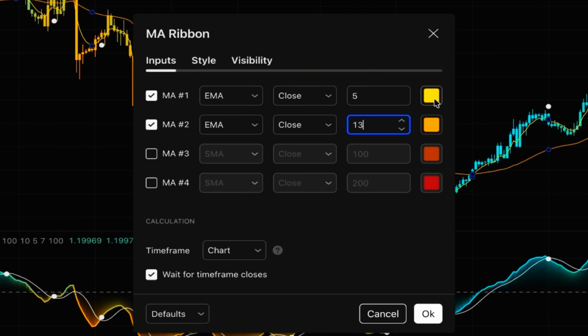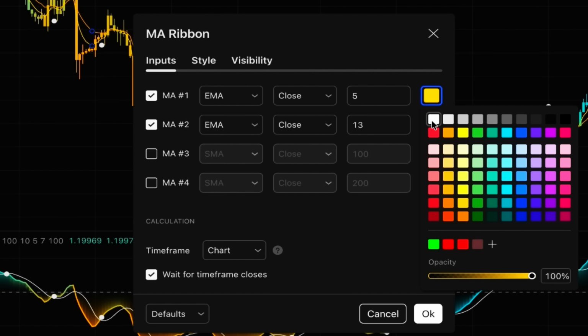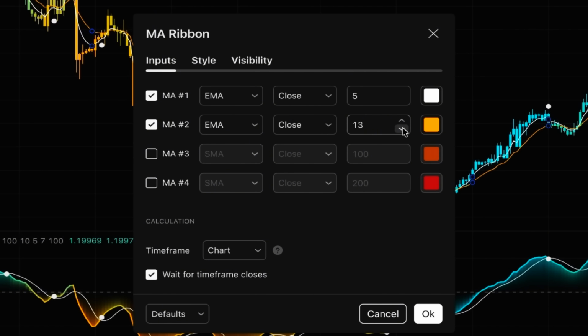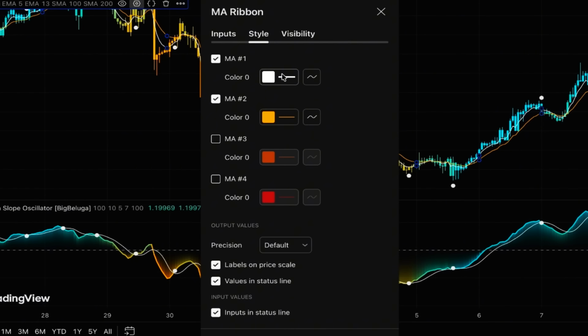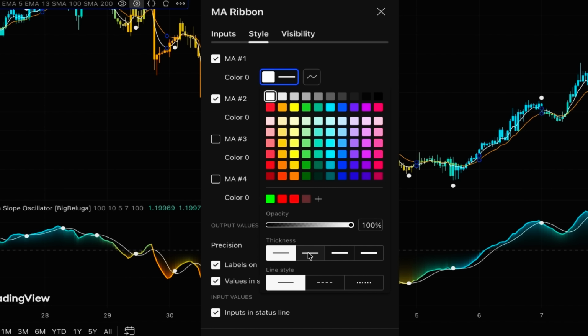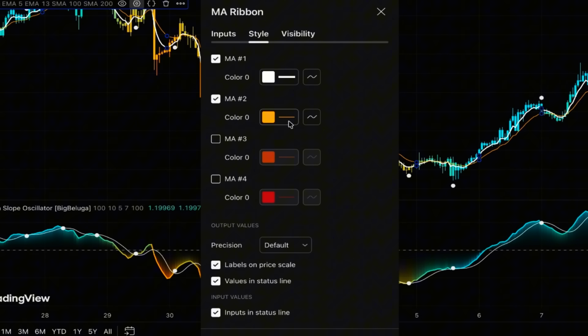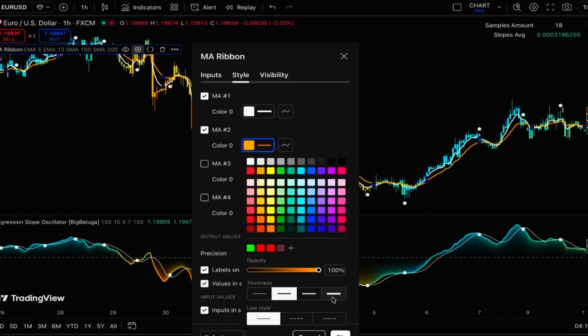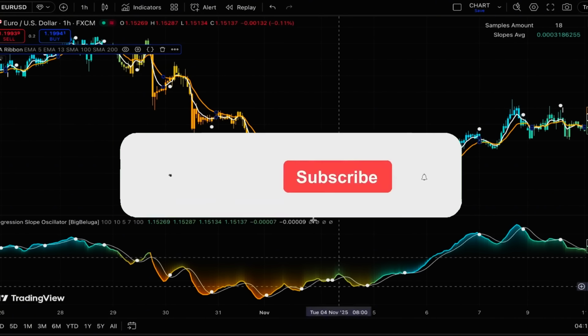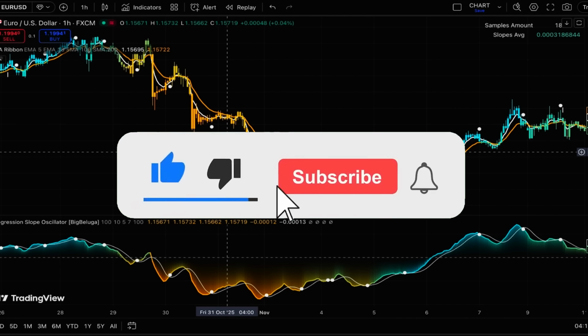Then for the first EMA, we change the color to white. And for the second EMA, the color should be orange. And finally, we go to the style tab and we increase the thickness of the line so they will be better visible on our price charts. Alright, we're done with the settings of the exponential moving averages, and now let me teach you how we can trade based on this setup.